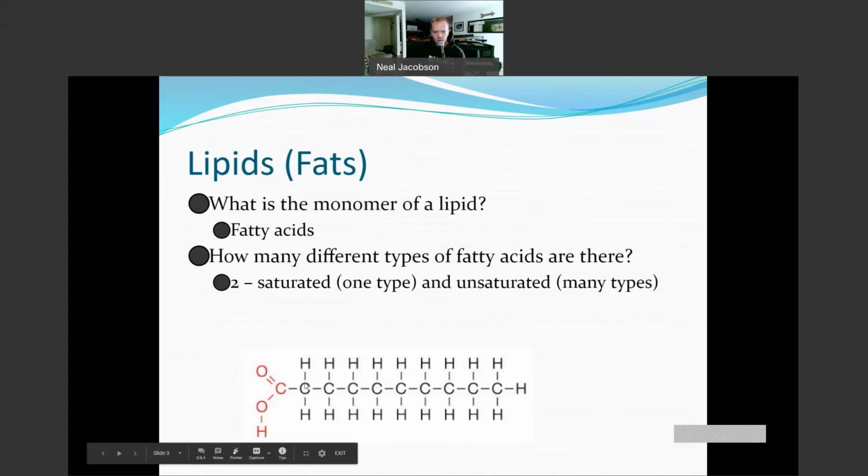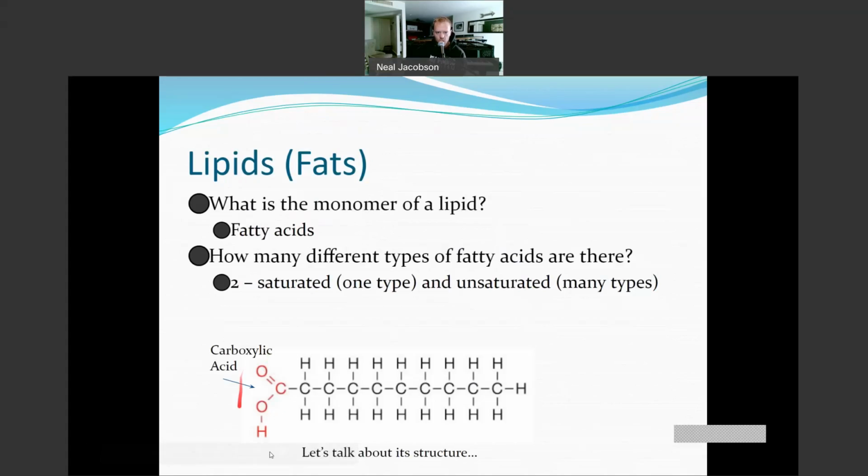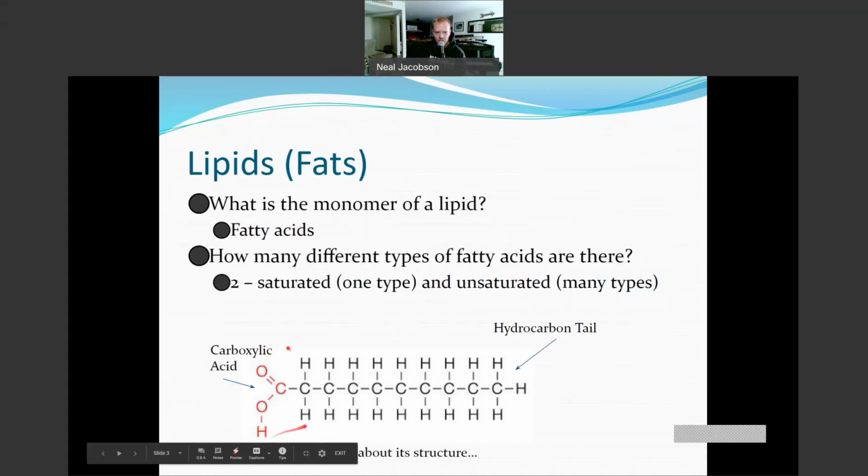So, anyways, this fatty acid has two parts. There's a hydrocarbon tail, and there's a carboxylic acid head. So this is our carboxyl group, right, over here on the left. This is our carboxyl group. I'm going to go ahead and point her out. Oh, there we go. This is our carboxyl group. I didn't even know I had this feature. There's a carboxyl group over here.